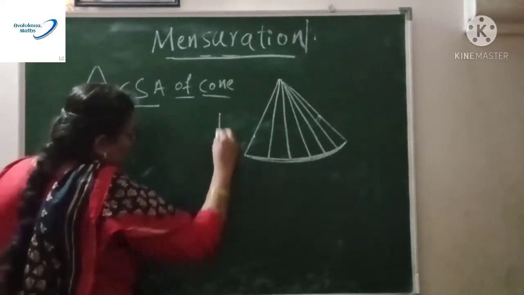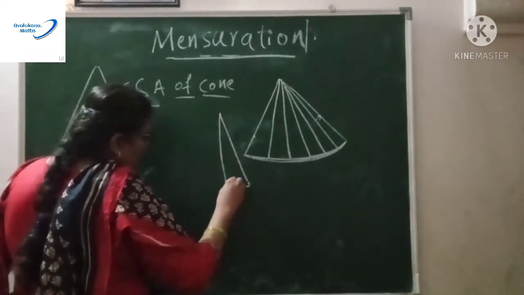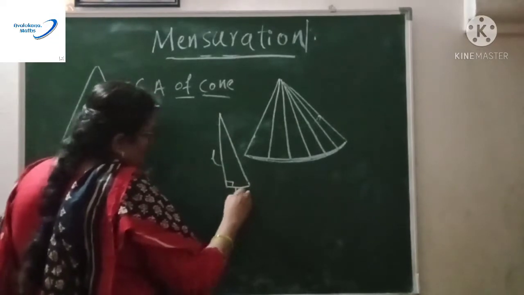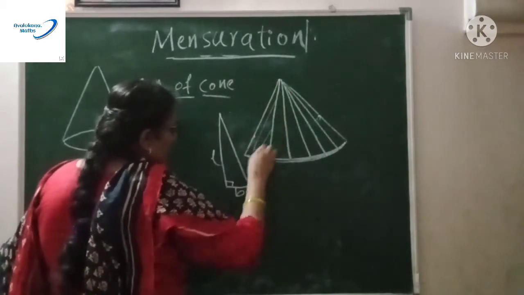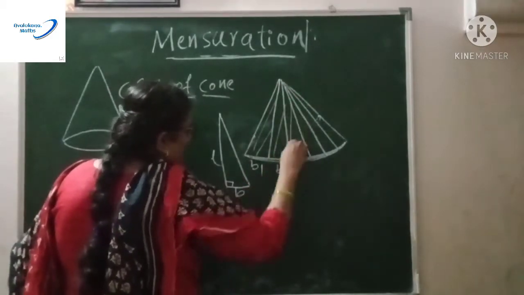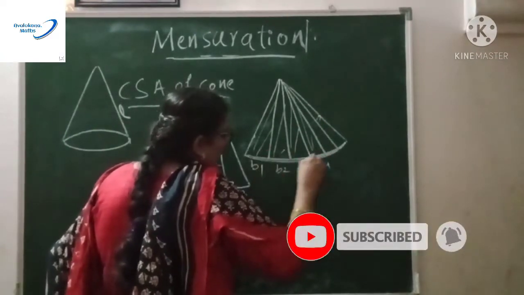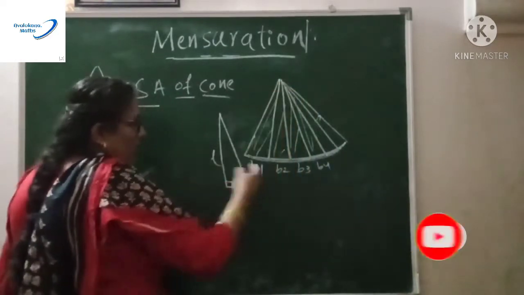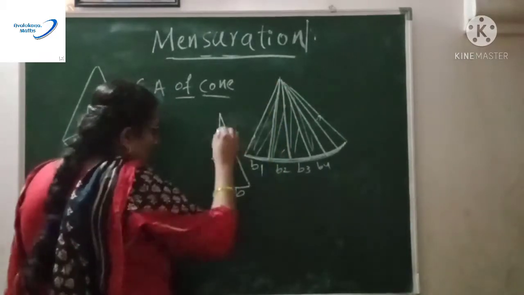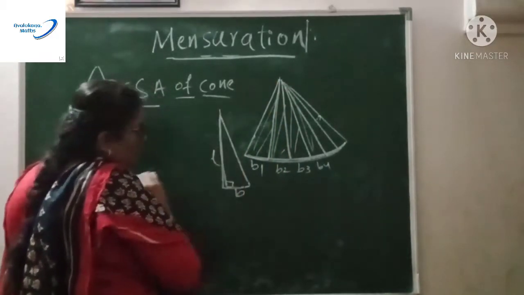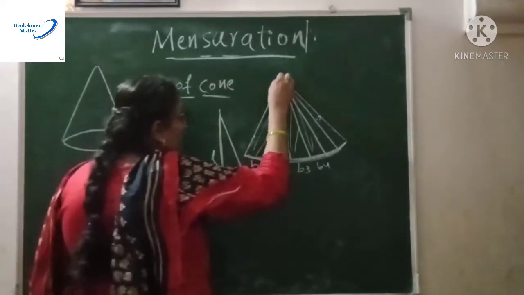This is the perpendicular height, this is 90 degrees, this is L and this is the base. In the same way, this is B1 for this triangle, base 2 for this triangle, base 3 for this triangle, and base 4 here. Totally you are getting a number of triangles where the bases are B1, B2, B3 and the respective height is L. The slant height is L. When you divide the diagram this way, the slant height becomes the height of the triangle.